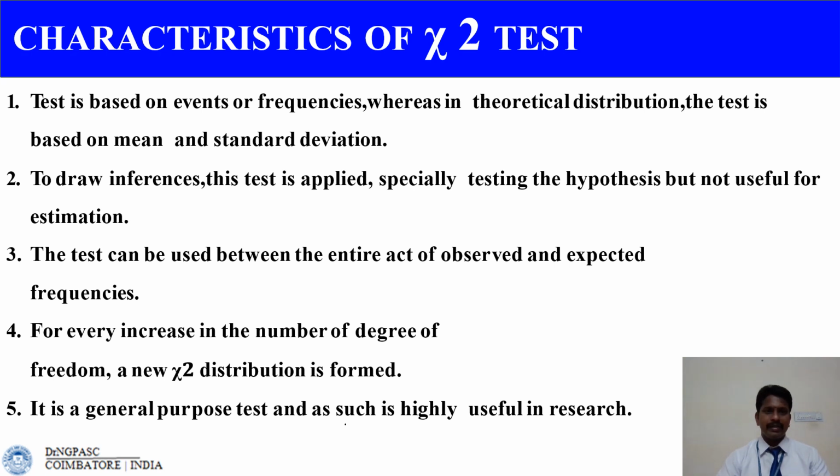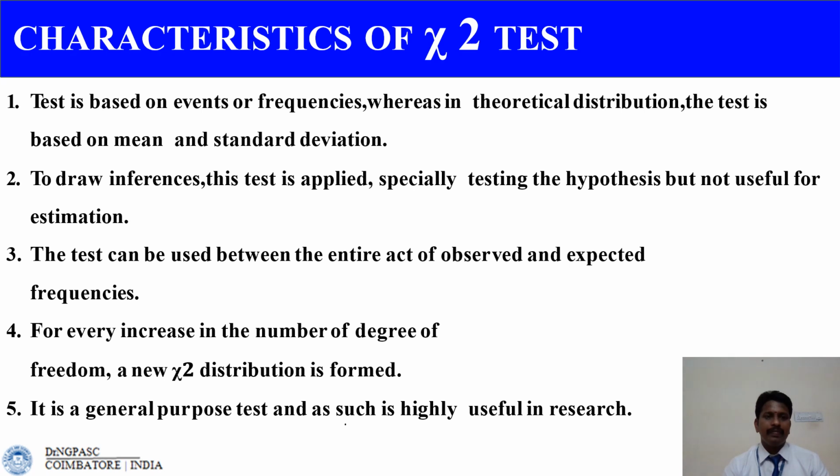Characteristics of chi-square test. First one, the test is based on events or frequencies, whereas in theoretical distribution, the test is based on mean and standard deviation. Point number 2, to draw inferences, this test is applied especially for testing the hypothesis but is not useful for estimation.